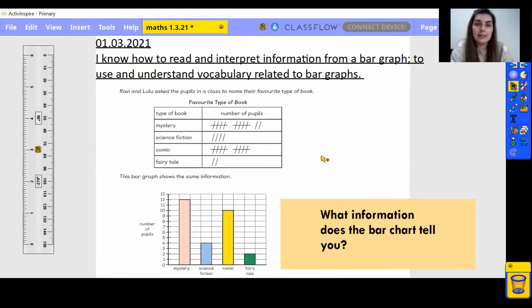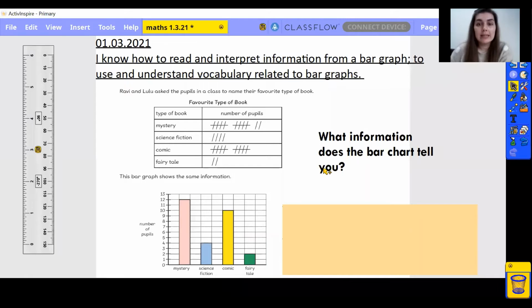Our first task says Ravi and Lulu asked the pupils in a class to name their favourite type of book. So you've got a tally chart here. It says this bar graph shows the same information, and then this bar graph here shows the same information as the tally chart. The question I would like you to answer is, what information does the bar chart tell you? So can you use the information from here to write some sentences about the information provided? Pause the video here so you can complete that first task.